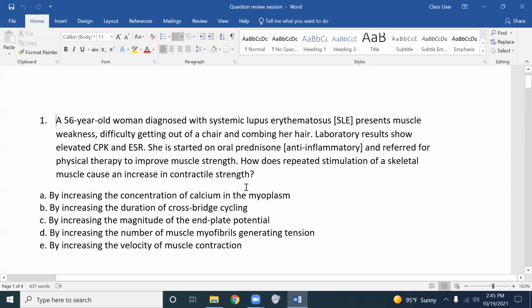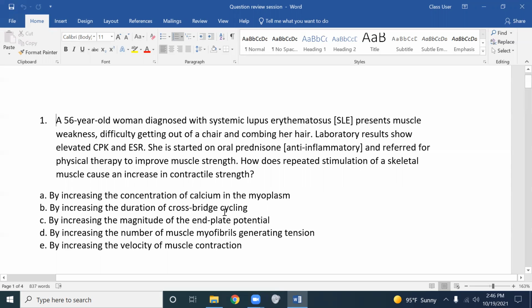Of the 88 people who chose the answer, I'm not going to bring the colorful little pie charts, but there was quite a bit of controversy about this. Anybody want to have a go at this? Yes, sir. D, like for dog. Okay, the answer is actually by increasing the duration of the cross-bridge cycling.